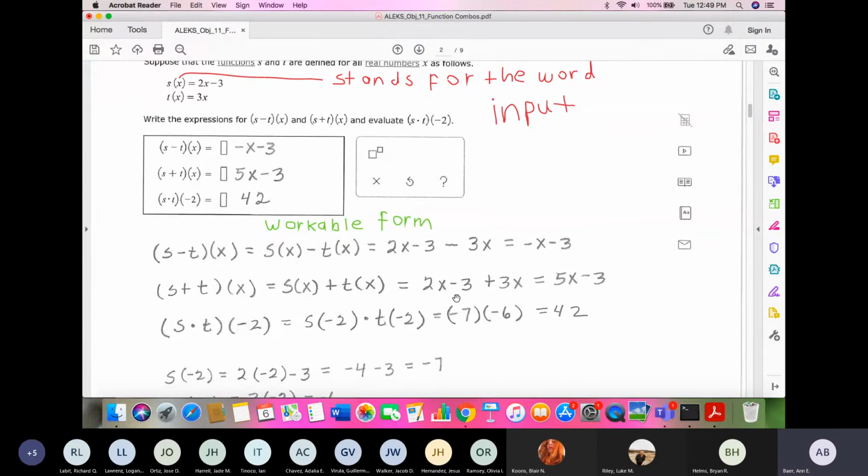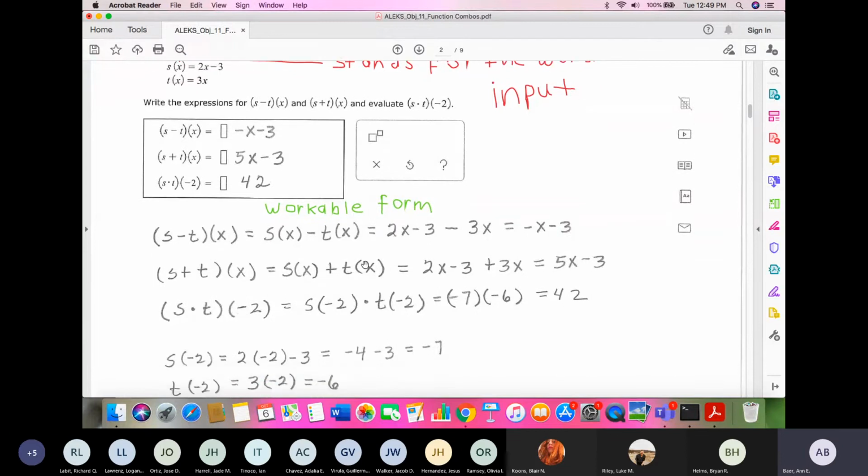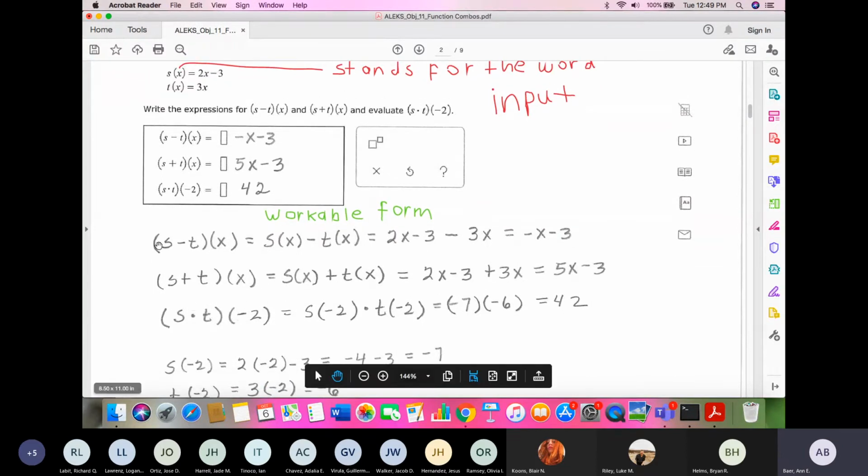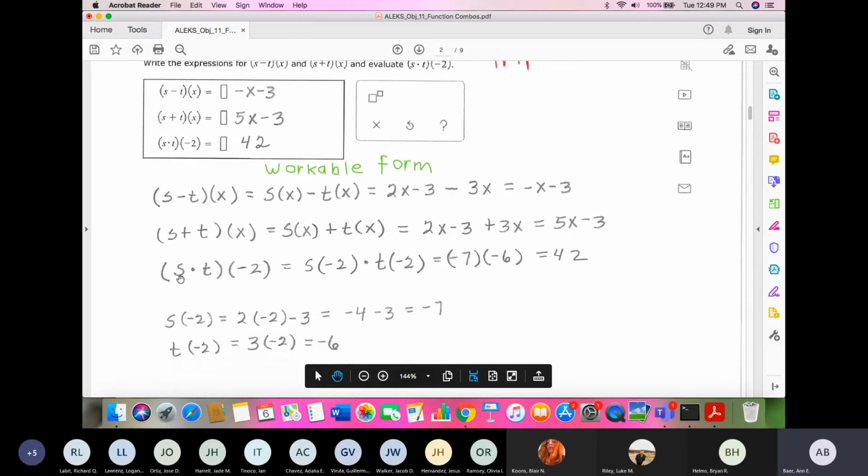So lastly, let's take a look at this one. This is a little different because this doesn't have an x here, it has a negative 2. It works the same way. So we want s of negative 2 there. So we want s of what? Negative 2. Times t of what? Negative 2. How do we figure those out? Well, those are going to take us a little bit of work to do.